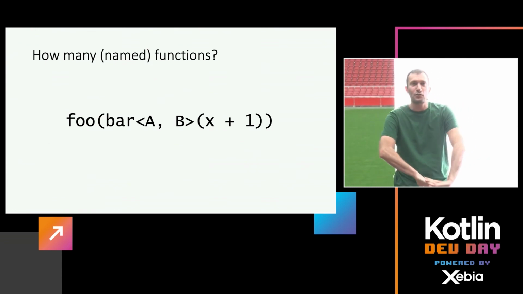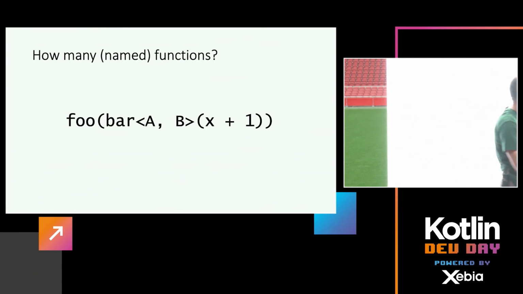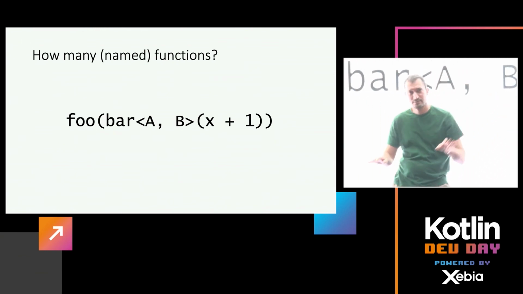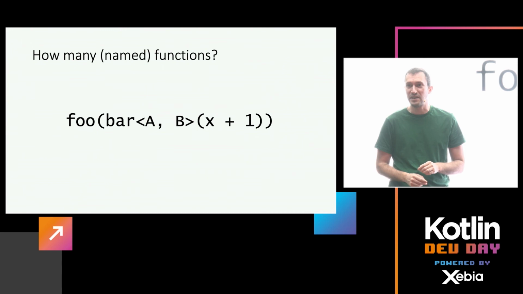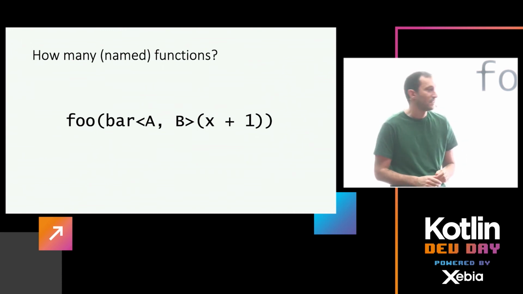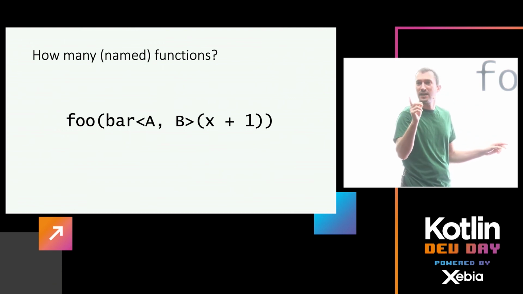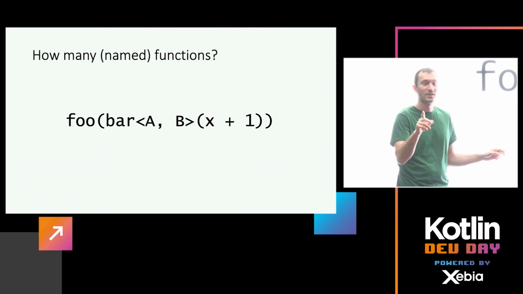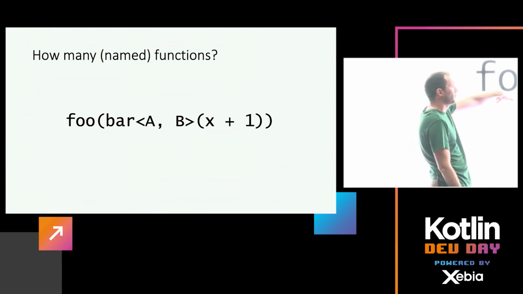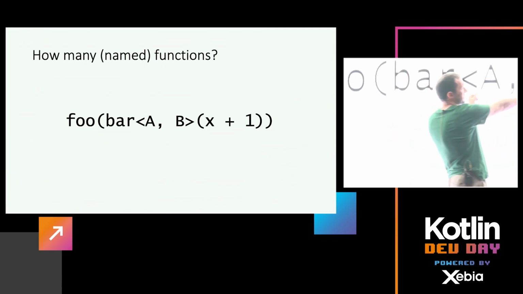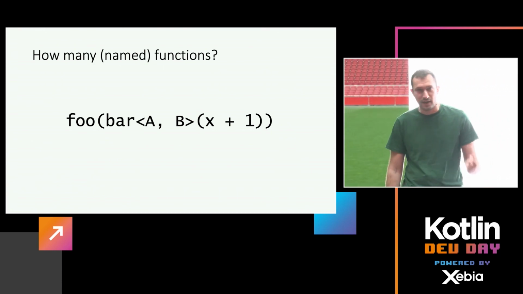Question: how many named functions are called here? Named functions are those with character names, like a plus is not a named function. How many? 3. What are the 3? I can hear 1 and 3. Any other options? 2? Okay. So the obvious interpretation would be a function foo called with a function bar of type arguments A and B and this expression. But how come it can be 1?